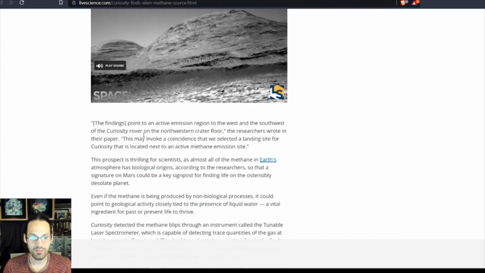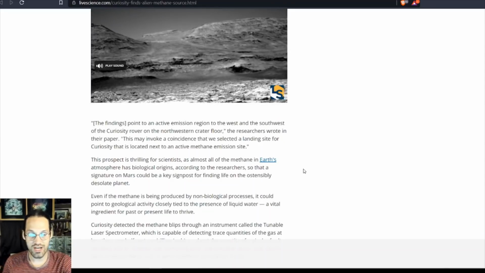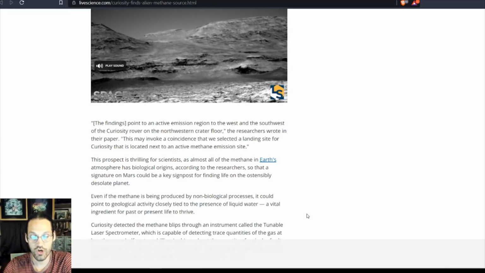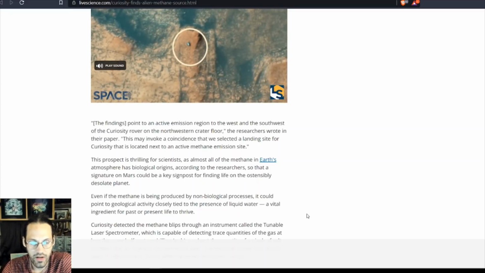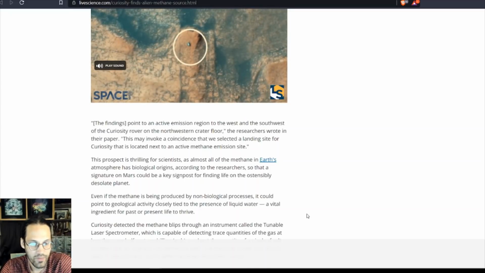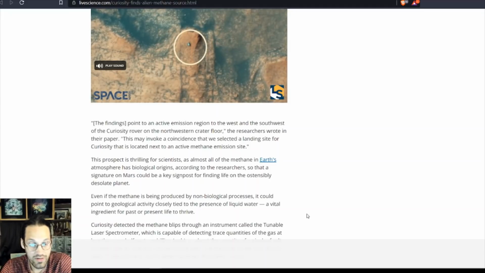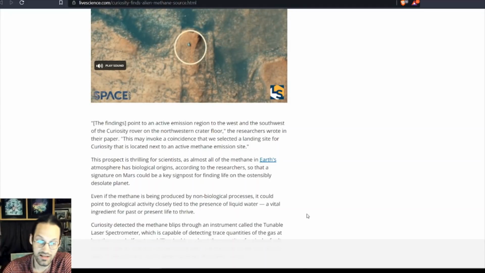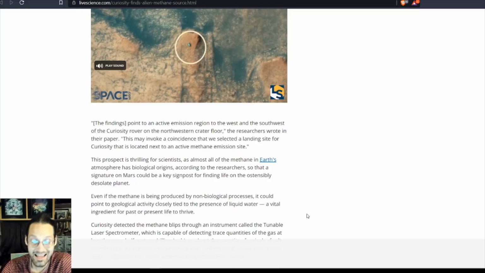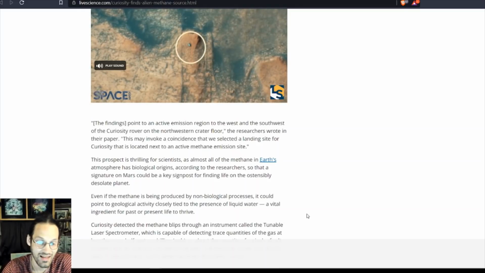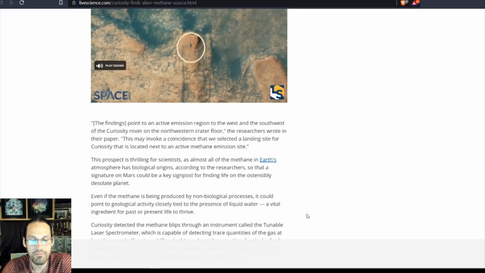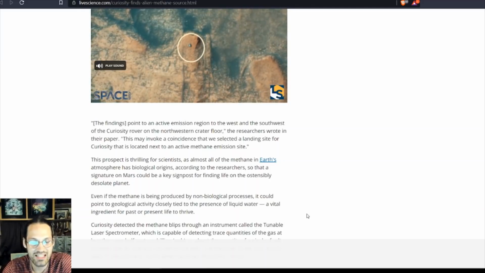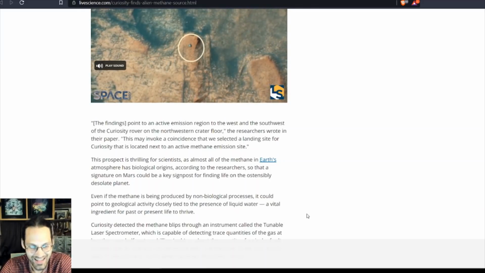The findings point to an active emission region to the west and southwest of the Curiosity rover on the northwestern crater floor, the researchers wrote in their paper. This may invoke a coincidence that we have selected a landing site for the Curiosity that is located next to an active methane emission site. The prospect is thrilling scientists, as almost all of the methane in Earth's atmosphere has biological origins.